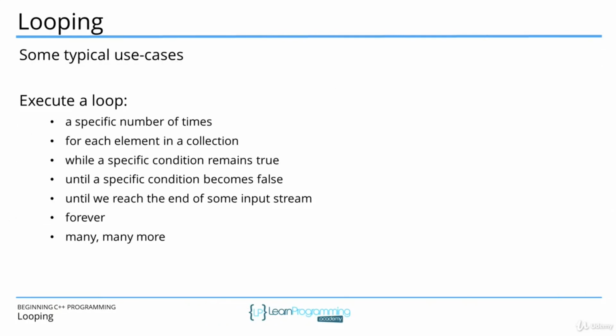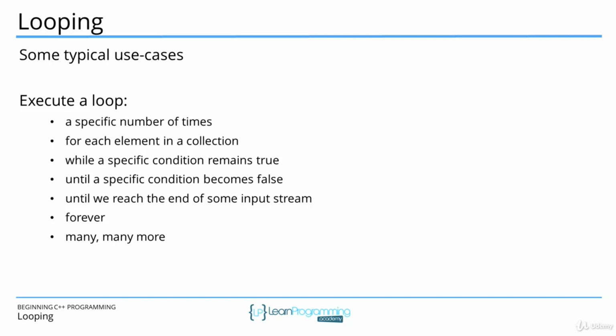Here are some typical use cases for looping. We want to execute a loop or repeat statements a specific number of times. For example, we want to do something 10 times, or we ask the user how many times they wish to do something. Another use case is iterating one time for each element in a collection. So suppose we have items in an array or a vector, and we want to process each of those items.